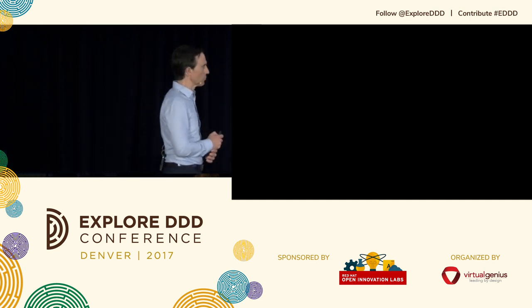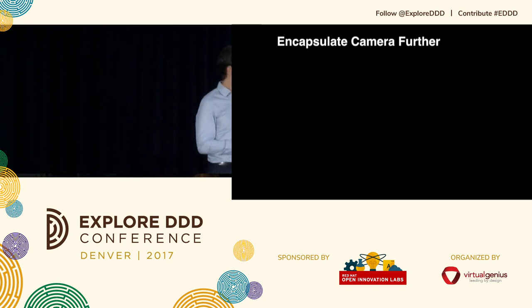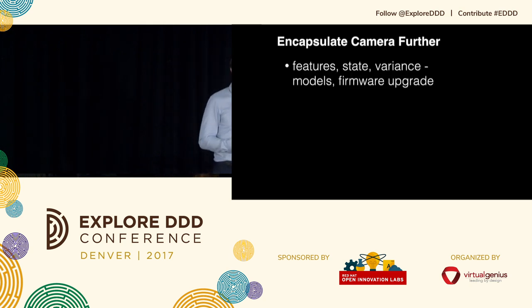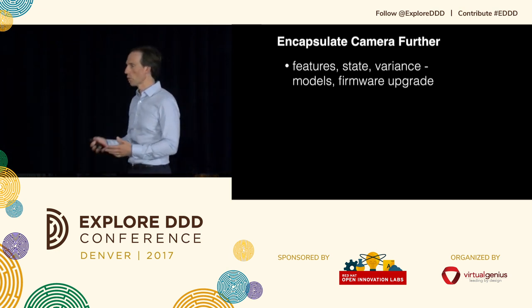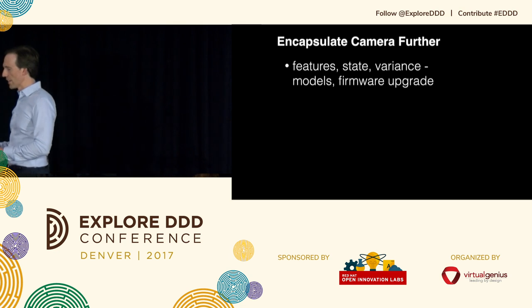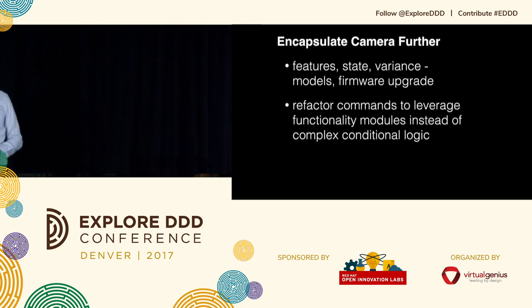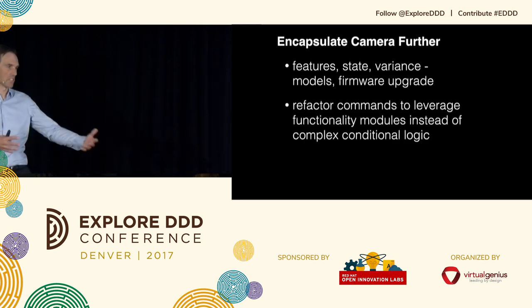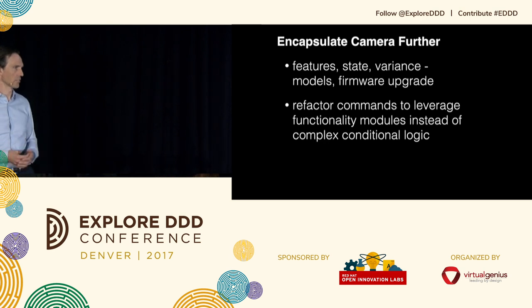Some other options that we had considered at the time: there's a lot of variations on the cameras, so maybe we could introduce some more smarts around that in terms of what you can do with a camera. And then maybe use other things like functionality modules instead of complex conditional logic, right? So actually use inheritance and composition to our advantage.